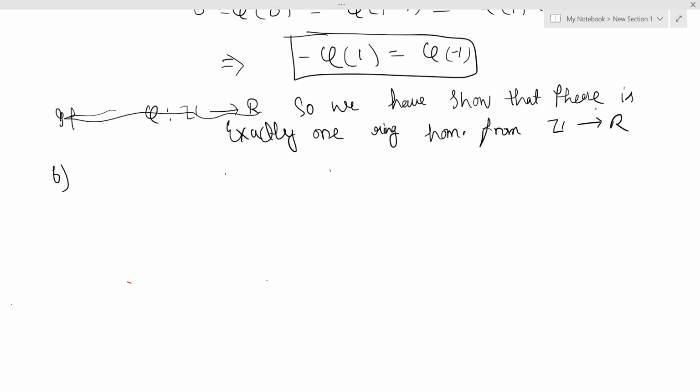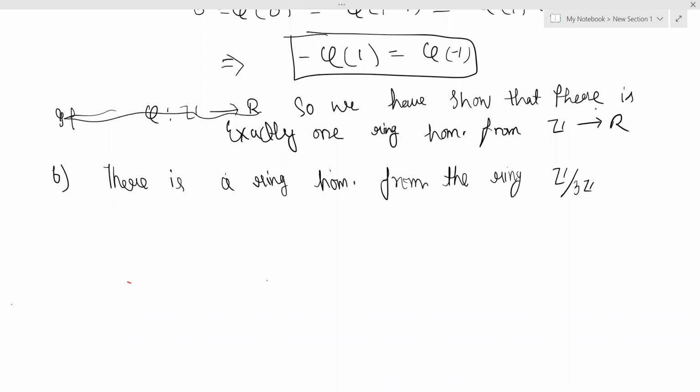There is a ring homomorphism from the ring Z mod 3Z to Z mod 6Z. Tell me, can there be a ring homomorphism from Z mod 3Z to Z mod 6Z? If yes, then give me one. If no, then give me an argument why, or give me a proof why this is not true.